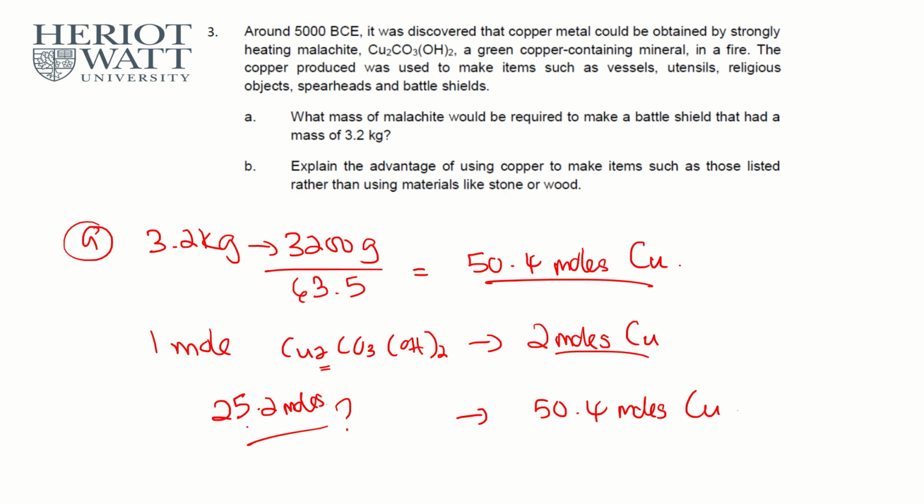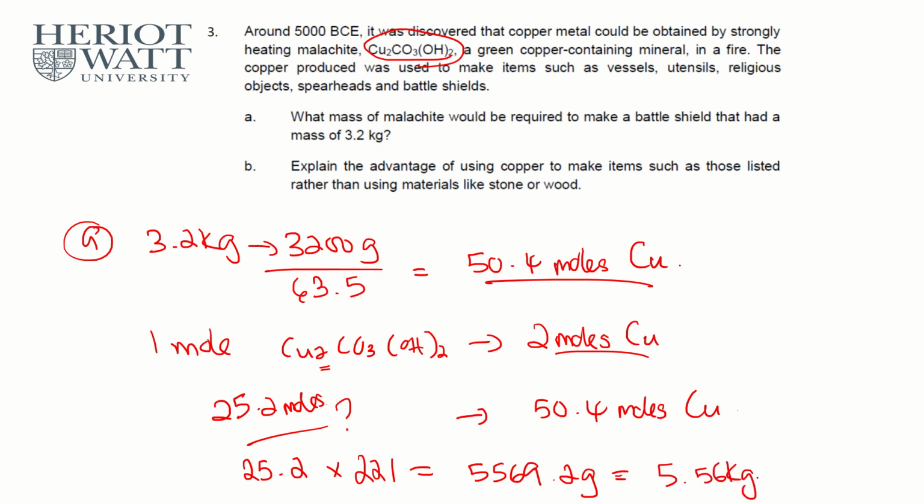Now from this mole of mineral, 25.2 moles, you multiply with the molar mass of the mineral. For this formula, just add them up, and the final molar mass is 221. And then you will get the mass of the mineral needed, which is 5569.2 grams, equivalent to 5.56 kg of the mineral in order to produce this amount of copper to form the 3.2 kg battle shield.